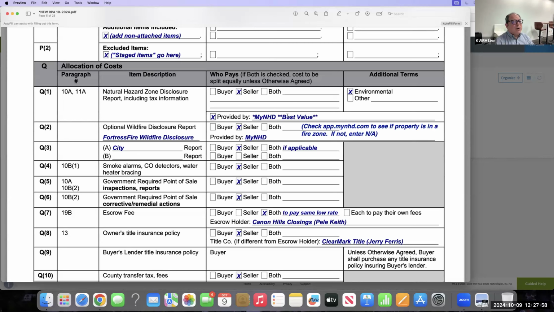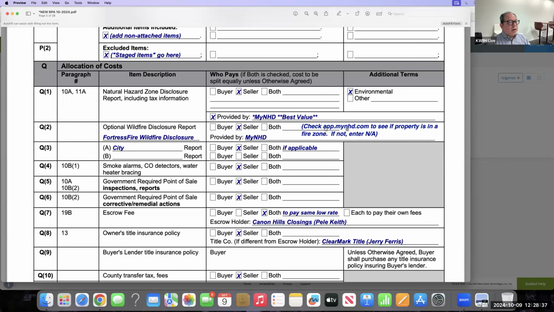All right. Now we're going to be talking about who's paying for what. And these are requests, right? So we are going to ask the seller to pay for the natural hazard zone disclosure report. The seller has to tell us whether the property is in a fire zone, flood zone, earthquake zone. The seller has to do that, but the seller is not a geologist, right? So the seller is usually going to hire a third-party company. So I'm going to check this box environmental, I'm going to check this box provided by, and I'm going to select my NHD. That's great.